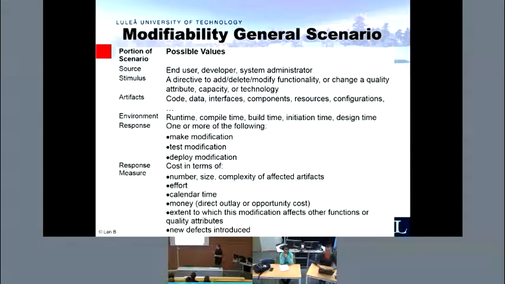So going to this overview of source, etc. So we already talked about end user. We talked a little bit about the developer. Maybe the system administrator wants to make a change to the system. But we even have business people, salespeople, etc., coming in and wanting to make a change in the system. And we want to add or delete or modify some functionality, or maybe even change the quality attributes.